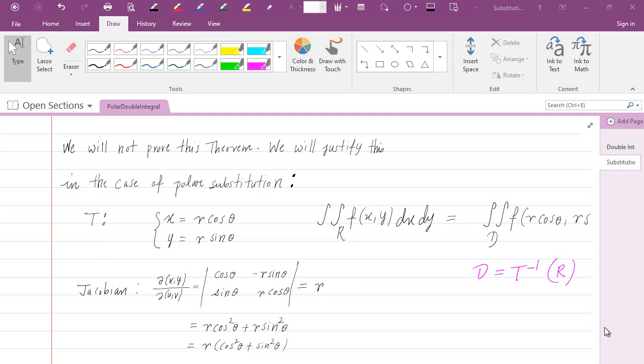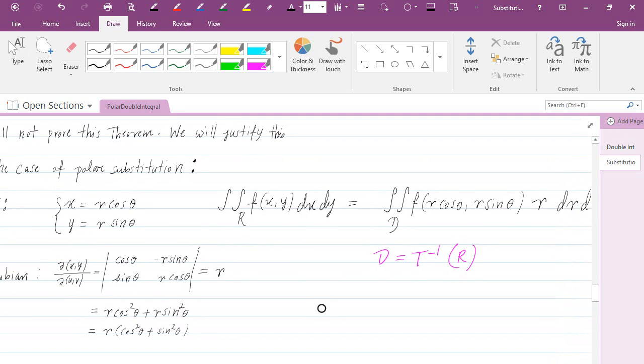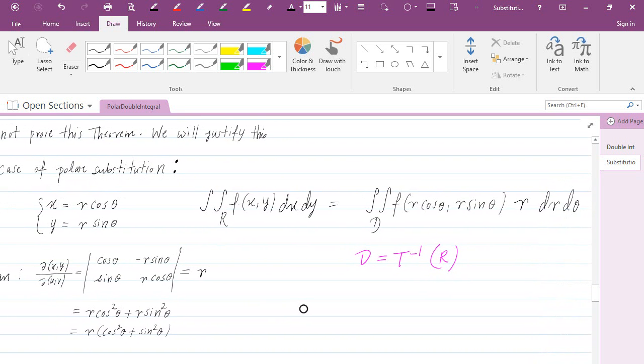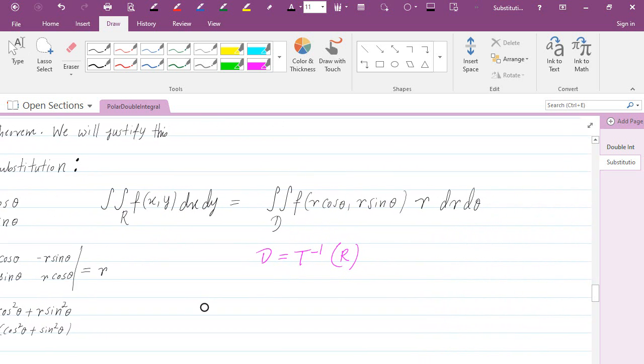Welcome back. Let's look at the polar transformation T, which is given by x equals r cosine theta and y equals r sine theta. So let's say we have a double integral of f of x y over the plane region R, and we want to change the variables from x y to r theta via T.